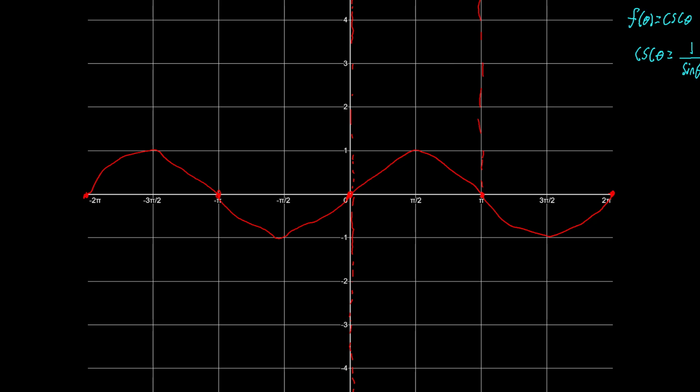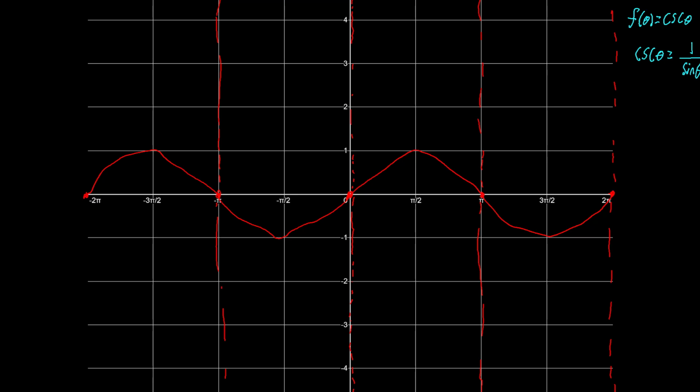Do the same thing for pi. The same thing for 2 pi. We'll do the same thing for negative pi over here.